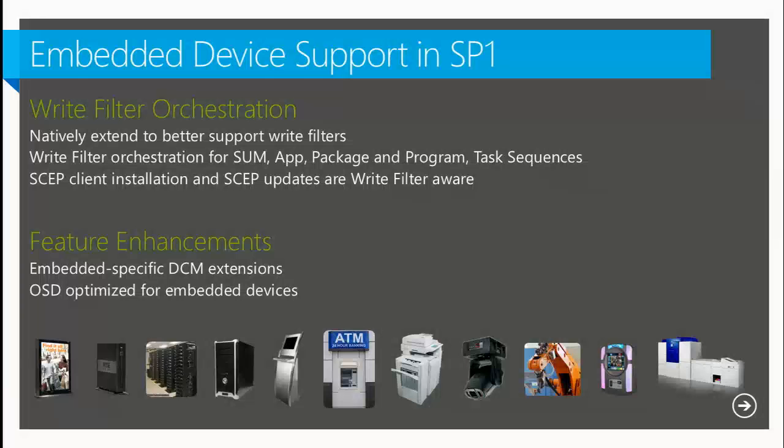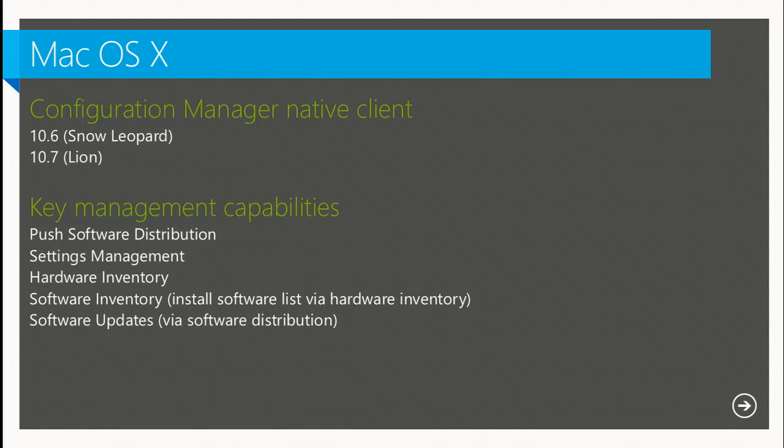There are a couple of other improvements for embedded devices. One of these is the ability to deploy OSD directly from the distribution point. So, with embedded devices, space might get very limited, so this would be critical. Mac OS X support is here in Service Pack 1. Mark mentioned that. Service Pack 1 supports Snow Leopard and Lion, and the great news from about a week ago is that with cumulative update 1 for the Mac client, we also support Mountain Lion.